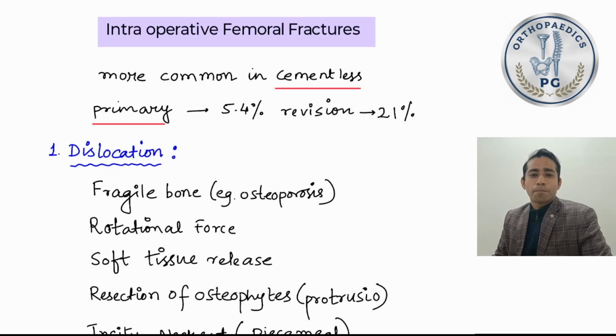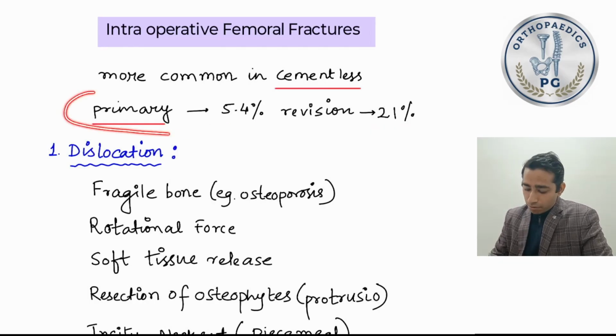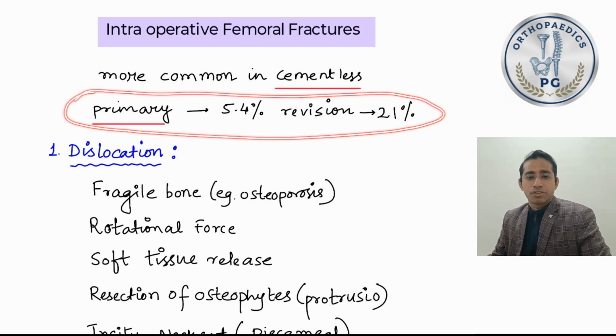Now let us talk about intraoperative femoral fractures. These are more common in cementless THA compared to cemented THA, with incidence as high as 5.4% in primary THA and 21% in revision THA. These numbers are for cementless THA.